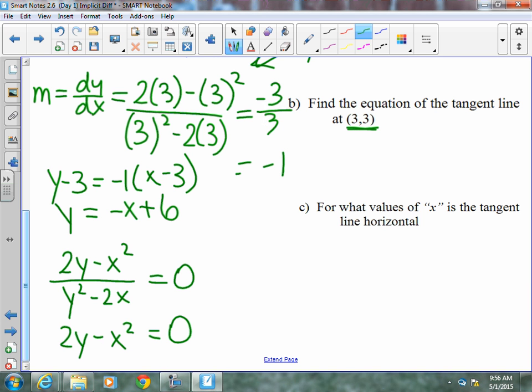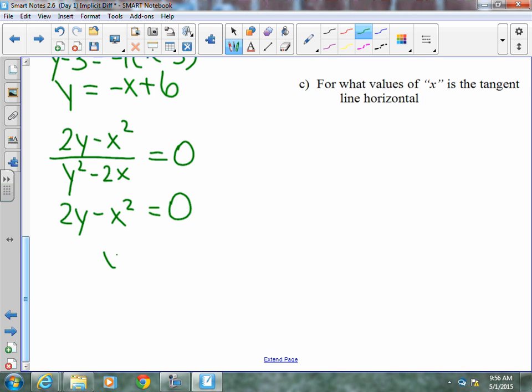Now, we're trying to solve for x. We can't solve for x if we also have a y in our equation. So, what should we do? Well, we solve this for y. We get x squared over 2. And we could do a system if we had another equation involving the same x and y. We've already used the derivative, so what we're going to do is climb up here to the top, and we're going to use our original.